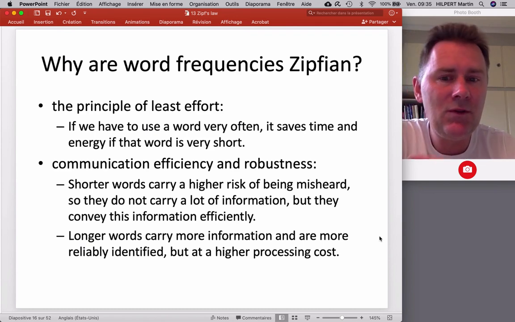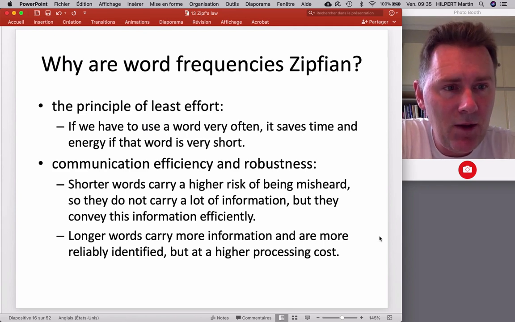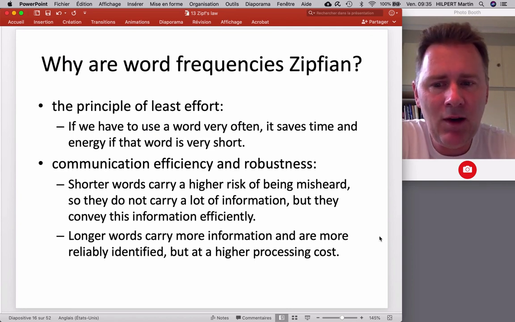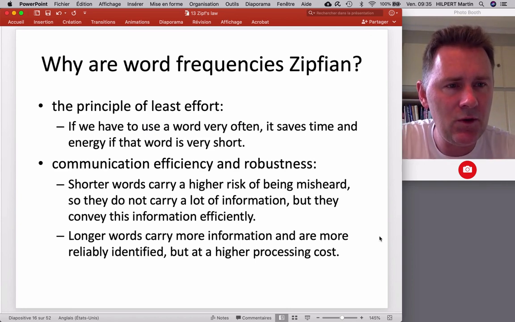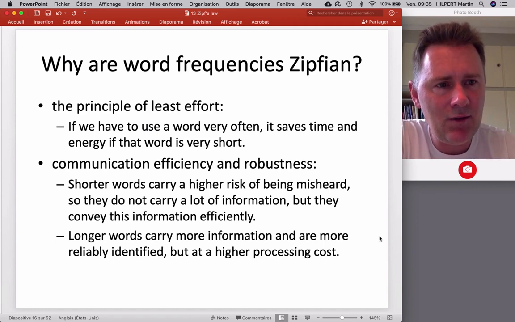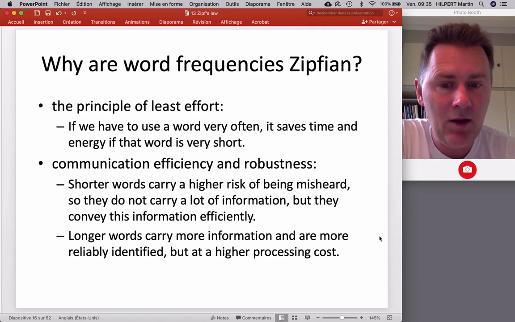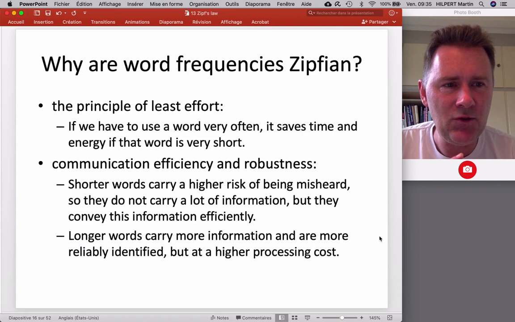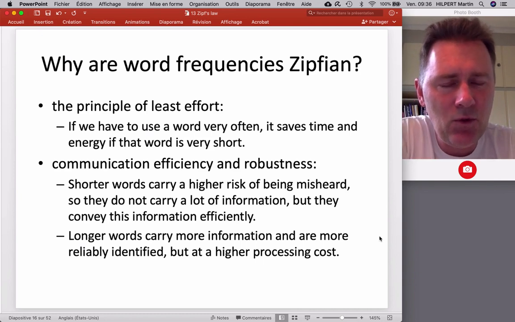Right, so shorter words, high risk of being misheard, but since they do not carry a lot of information, it doesn't matter all that much. Whereas longer words carry more information and are more reliably identified. So if a word is four syllables long, there's a very good chance that my interlocutor will reliably identify that word as such. But for me, it has a higher production cost. For the hearer, it has a higher processing cost. So in a way, word frequencies arranged in a Zipfian distribution cater to, well, a tug of war between different competing motivations in language organization.